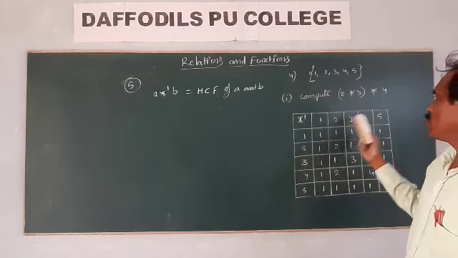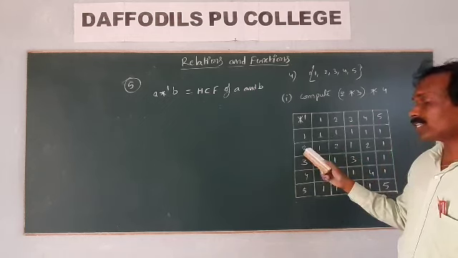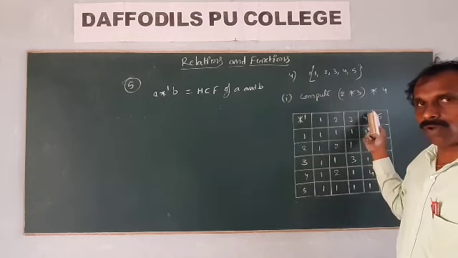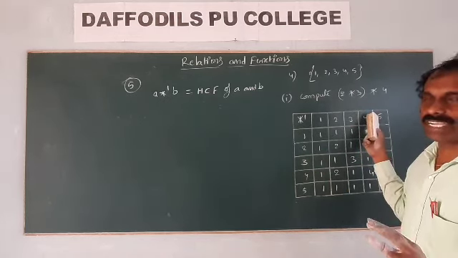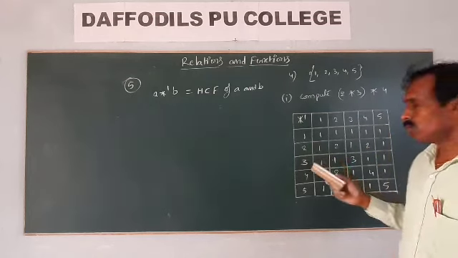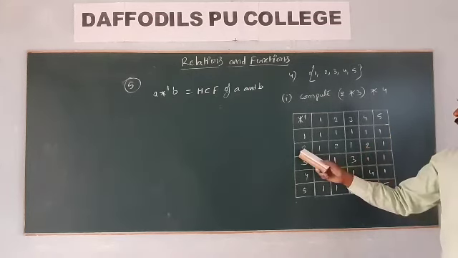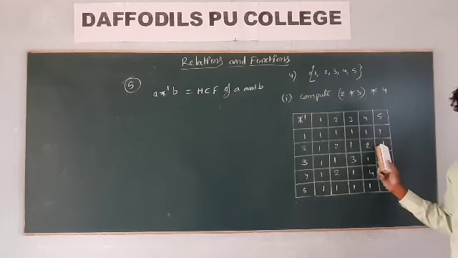HCF of 2 and 4. What is the common factor? Here also 1, 2, 4. So the common factor for 4 and 2 is 2. So clear, this is 2. HCF of 2 and 5 value 1.